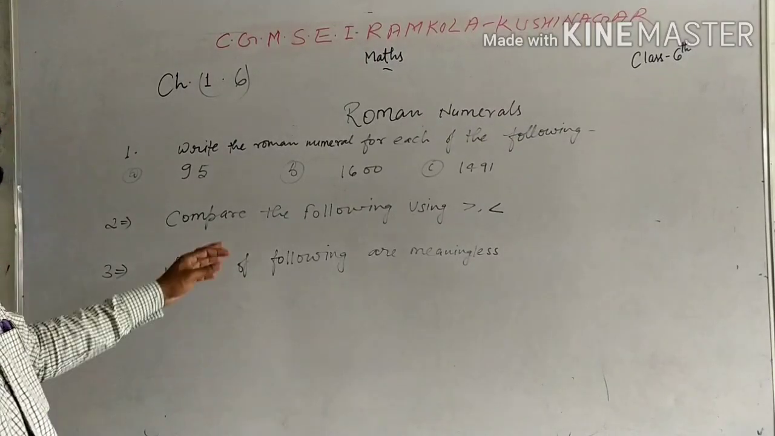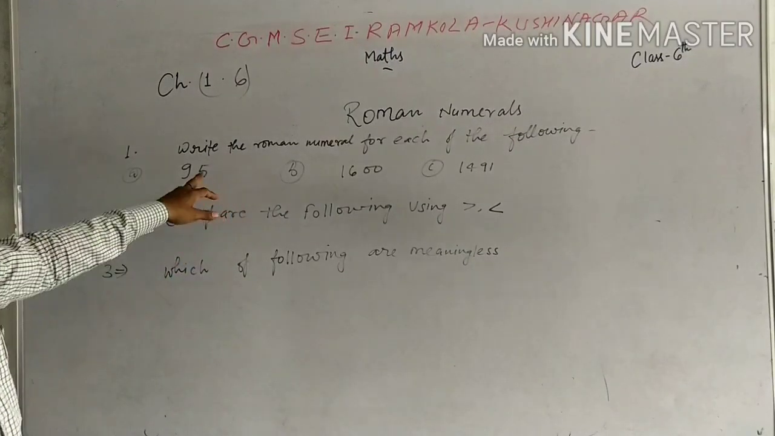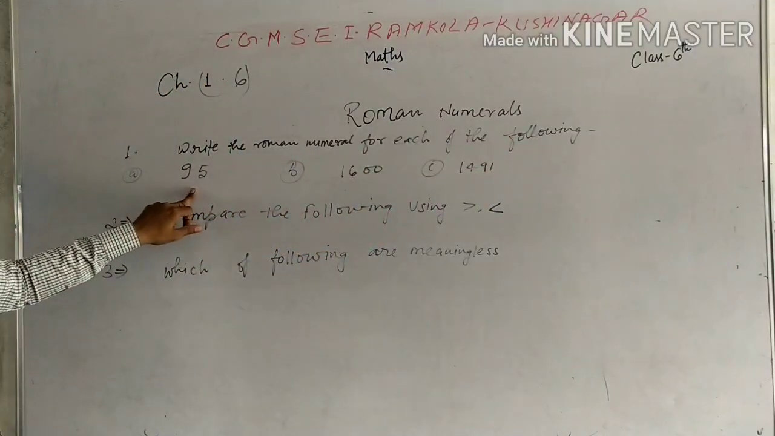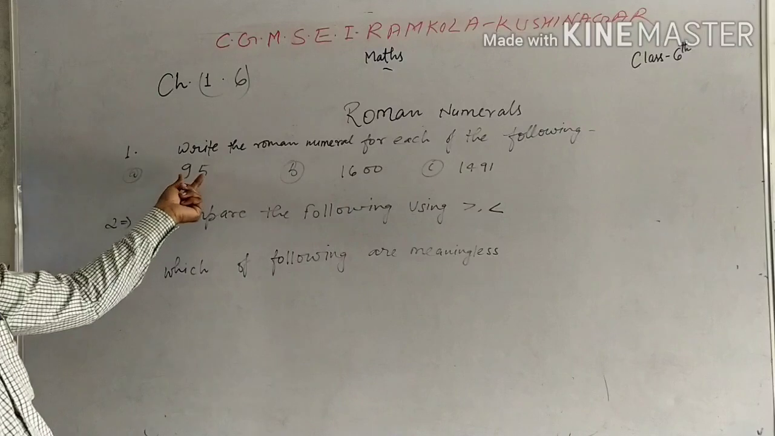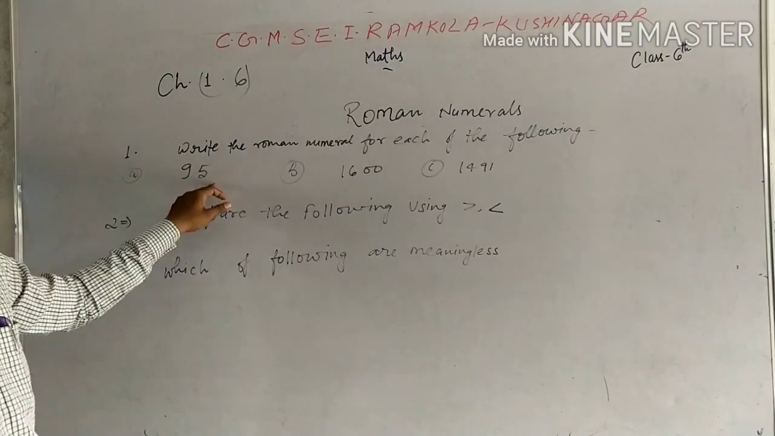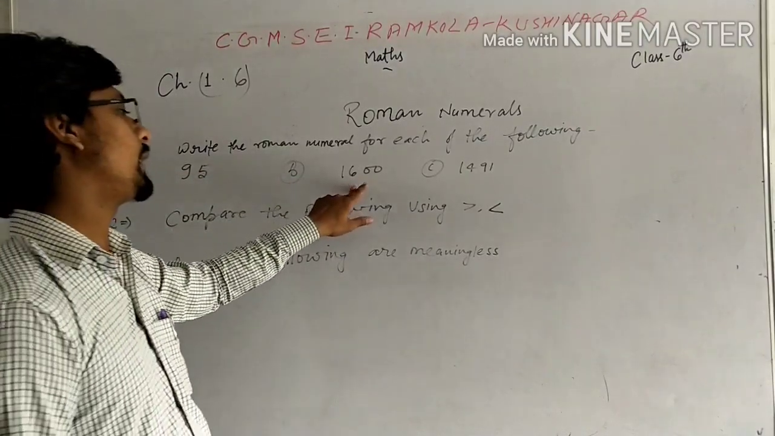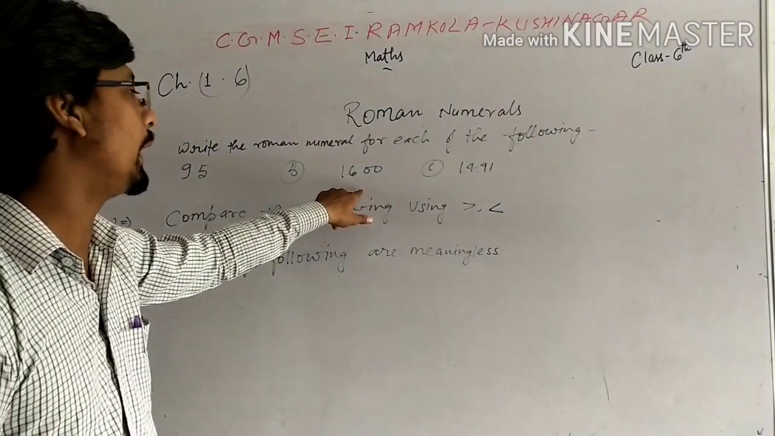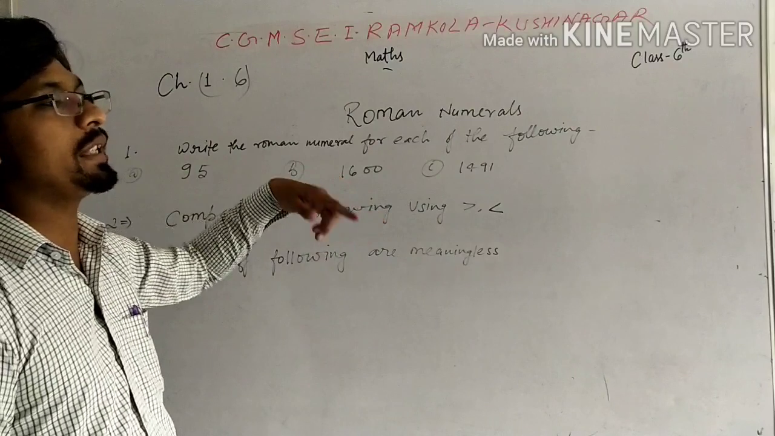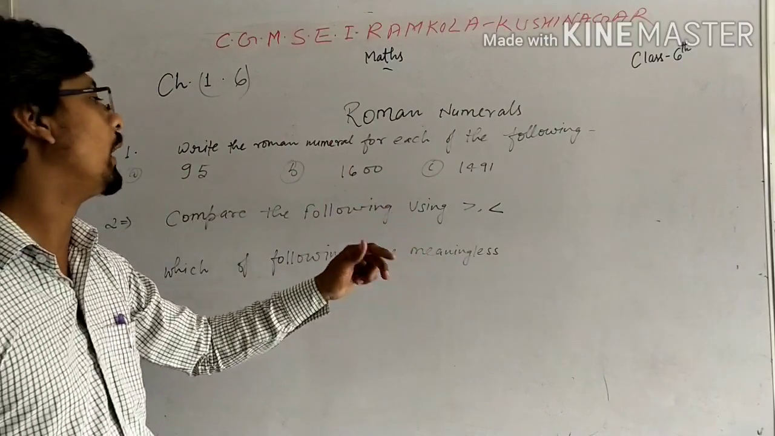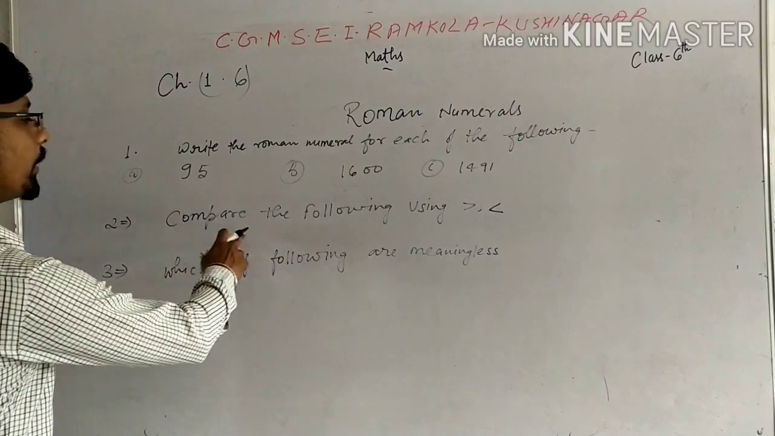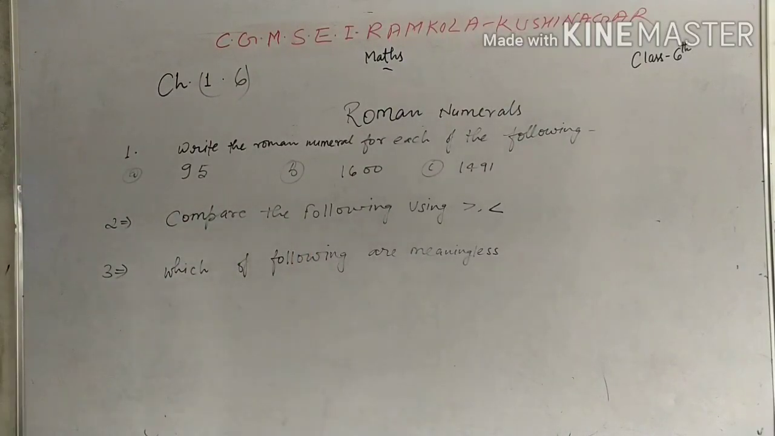Okay? And I am giving you some homework: write the Roman numerals for each of the following. 95. First you write 90 and 5. It means XC and V. 1600. First you write 1000 and add the 600. It means M, D and C. And compare using greater than or less than.